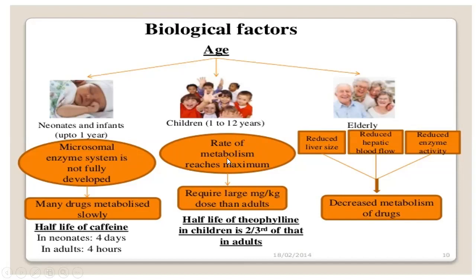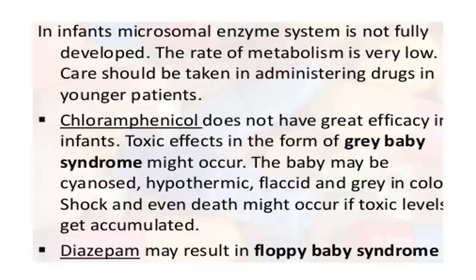In the adult as well as the little older group, the rate of metabolism will reach maximum because the level of enzymes will be good, and they require a larger dose. Whereas in elderly people, because of the reduced liver size, reduced hepatic blood flow, or reduced enzyme activity, there will be decreased metabolic rate when you compare with that of adults. So in infants, the microsomal enzyme system is not fully developed.